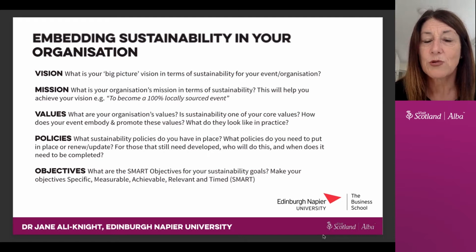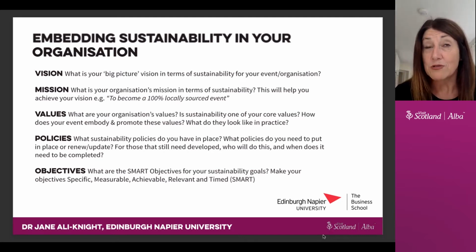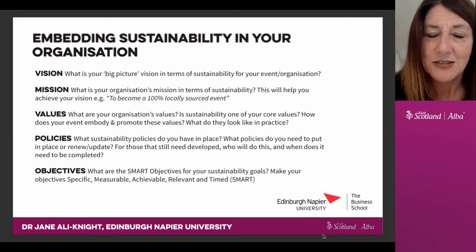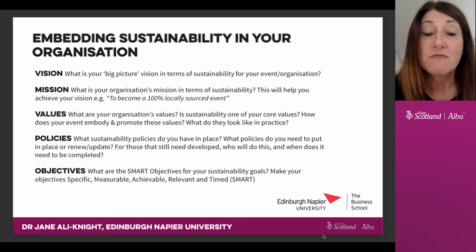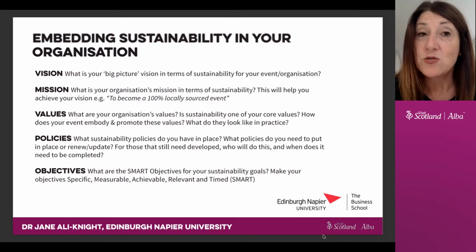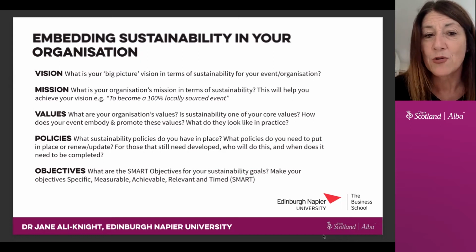For example, we want to become a 100% locally sourced event, or maybe we want to become a vegetarian event, or maybe we want to minimise the use of power by using alternative renewable sources like maybe wind. And then values: what are your organisation's values? Is sustainability one of your core values, and how does your event embody and promote these values?